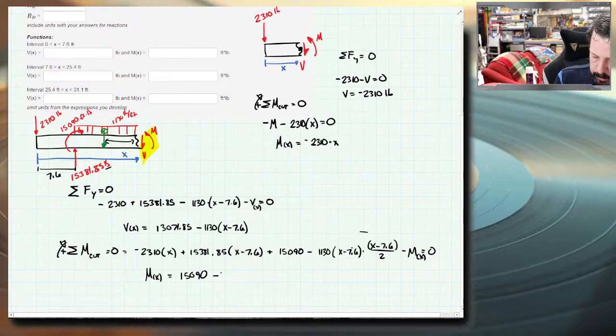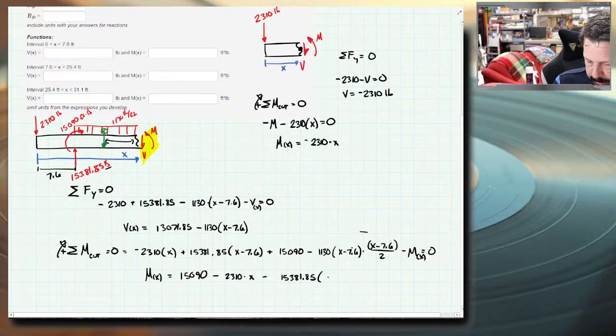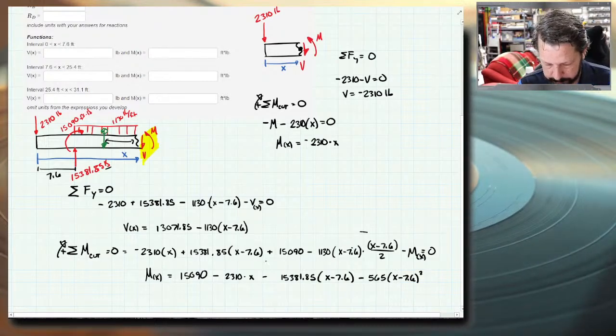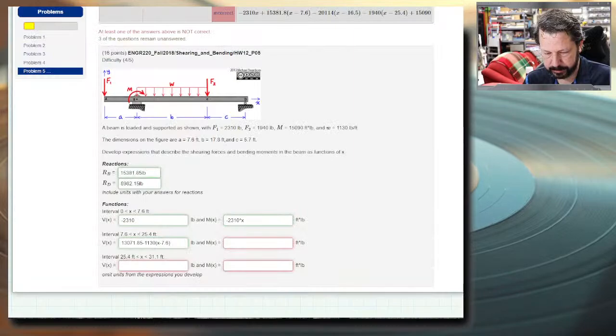So now let's just do our minus 2310 times x plus 15,381.85 times x minus 7.6 minus 1130 divided by 2, 565 times x minus 7.6 squared. All right, does that take care of everything? I think it does. Let's try putting that into WebWork and see if it cares for that or not.